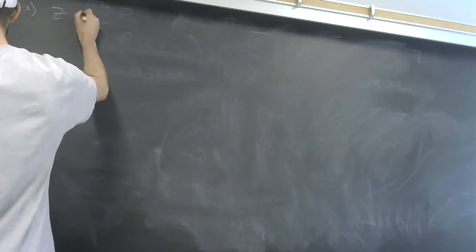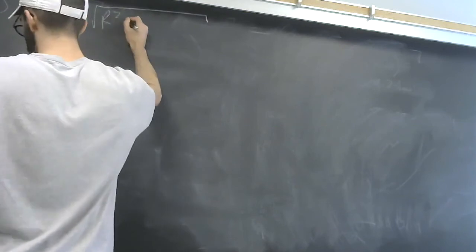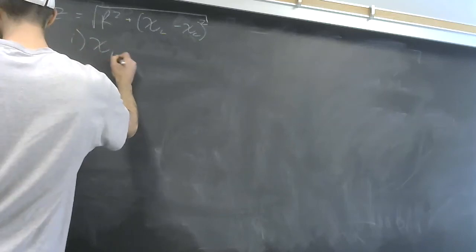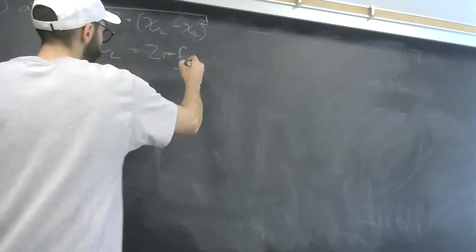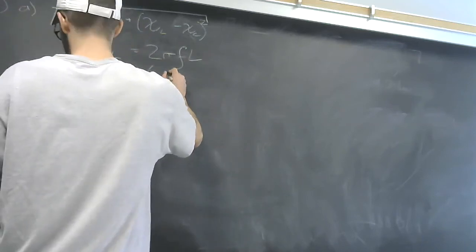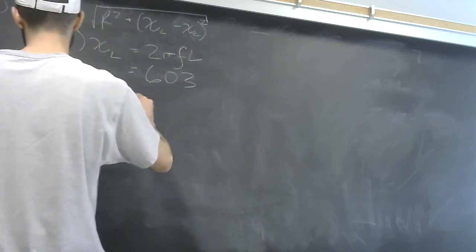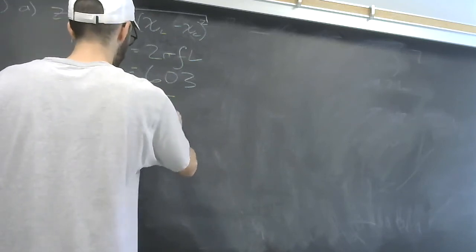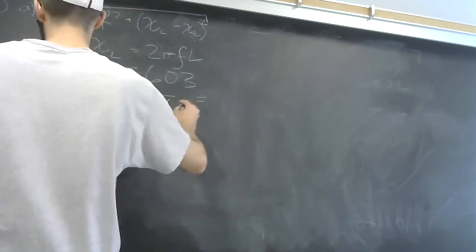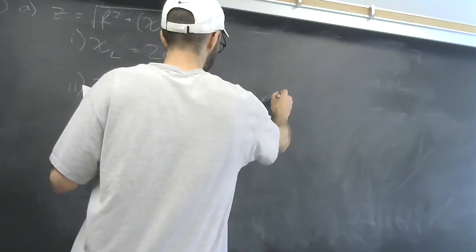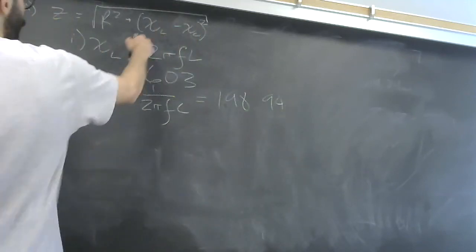worksheet, these questions are very much just the plug and chug game, right? So impedance is our Z variable. What's our equation for that? That's the square root of R squared plus (XL minus XC) squared. We don't know either of those guys right now. So let's first find XL. XL is 2 pi times the frequency times L. That comes out as 603. And then let's find XC here. XC equals 1 over 2 pi FC, which equals 198.94.